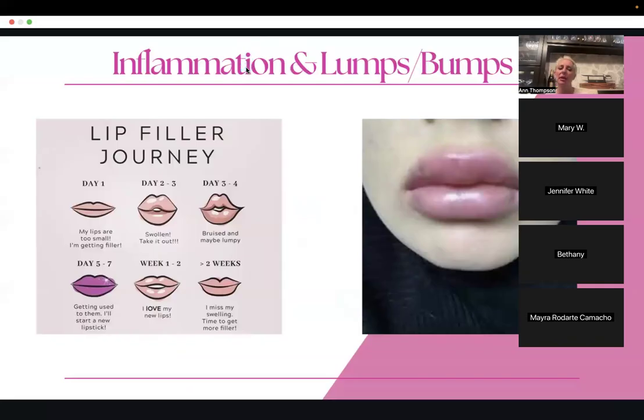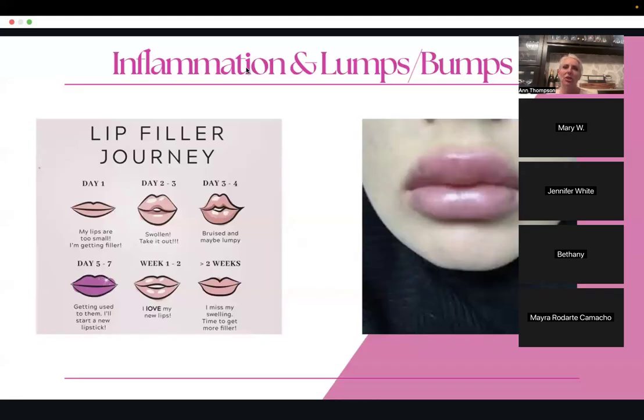Okay, so let's talk about those lumps and bumps, especially when you're doing a patient's lips. The worst thing that you can do is inject a patient and not educate them on what to expect after they get lip filler. Please educate your patient that they will have swelling, they will most likely have some bruising, and lumps and bumps can be normal up to 2 weeks.